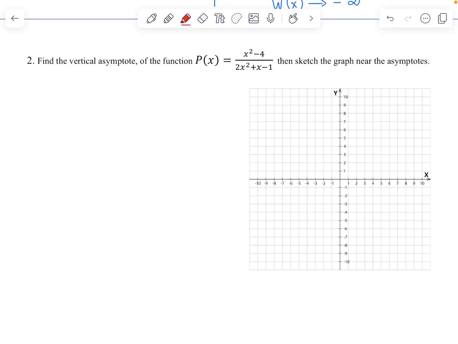Hello class, in this video I will be showing you how to find the vertical asymptotes of a rational function and how to sketch the graph of a rational function near its vertical asymptotes. Let's begin.